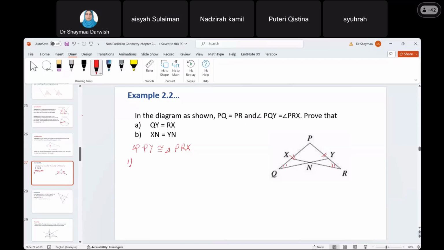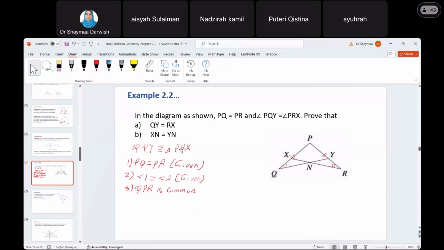First, from the given information, we have BQ equal to BR. This one is given. Also, we have that angle 1 equal to angle 2. Also, this one is given. You have also that the angle QBR is common. This one is a common angle. You have angle 1 equal to angle 2, PR is equal to BQ.